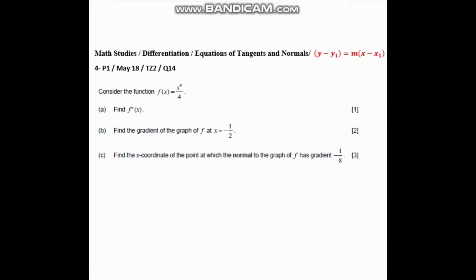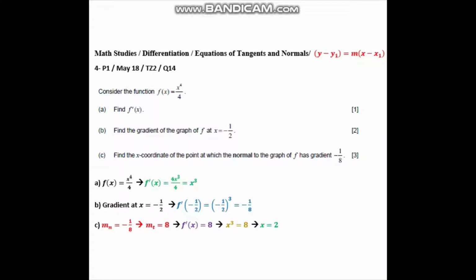So the fourth question came in paper 1, May 2018, time zone 2, question 14. Kindly take a minute and attempt to solve, and the answer shall follow through shortly. So in question A, I'm given f of x equals x to the power of 4 over 4, and I want to find f dash. So you just differentiate the numerator and leave the denominator as it is. So x to the power of 4 becomes 4x cubed. Then you simplify the fraction, getting x cubed.